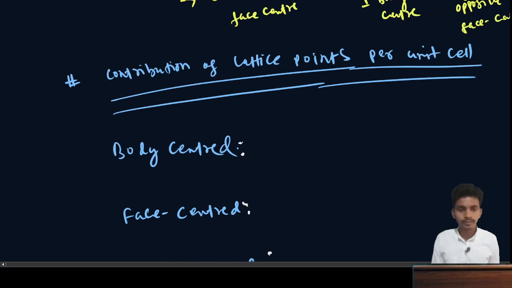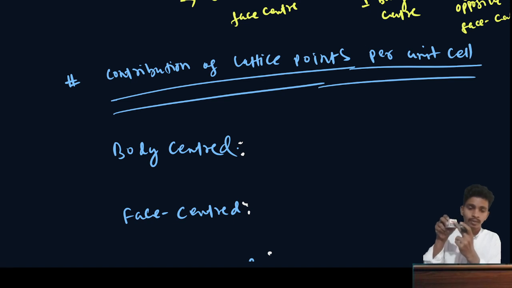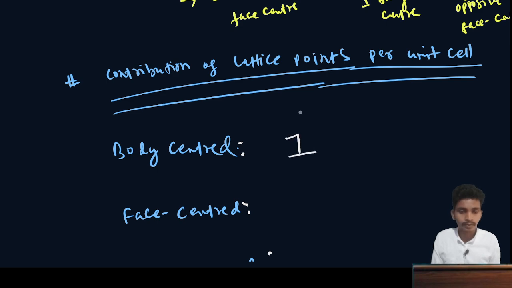Let's say this is the unit cell for the case. Now a lattice point is present at the body center, it means the lattice point is present in the body. In that case, what is the contribution? It is fully in the body center, so the contribution is always 1.